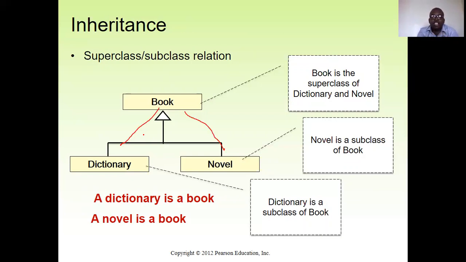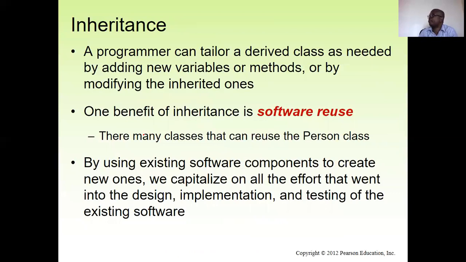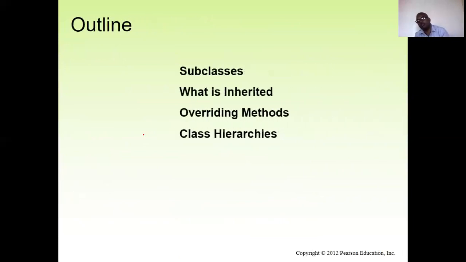So basically, dictionary is used in book, and novel is used in book, but we only wrote book once. So we are reusing what is in book, yes? Instead of rewriting those things that could be of use. So we are sharing, yes? And that's a big, big benefit. All right? By using existing software components, we can create new ones. We can capitalize on all the effort that went into the design, implementation, and testing of existing software.